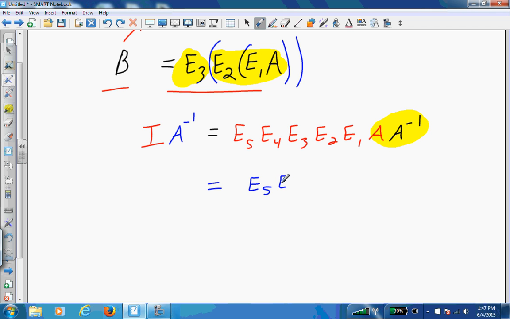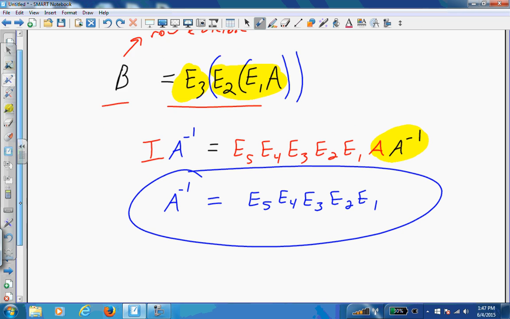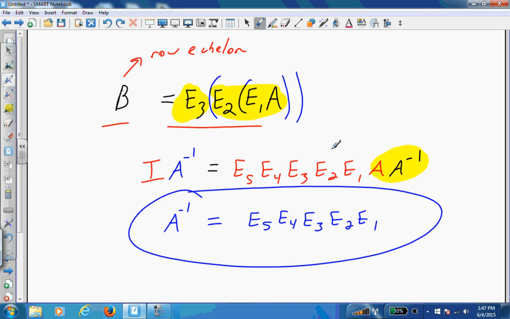So we have this on the right. Anything times the identity matrix is itself here. So we can represent the inverse of A by the product of the elementary matrices required to take A down to the identity matrix. So that's one thing that we can represent here.